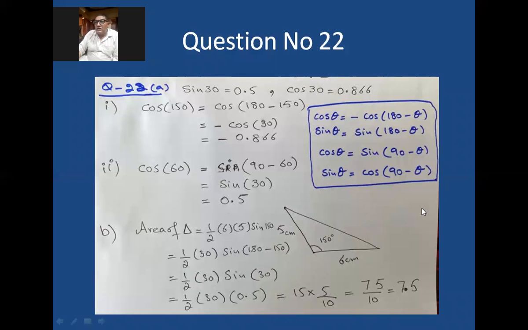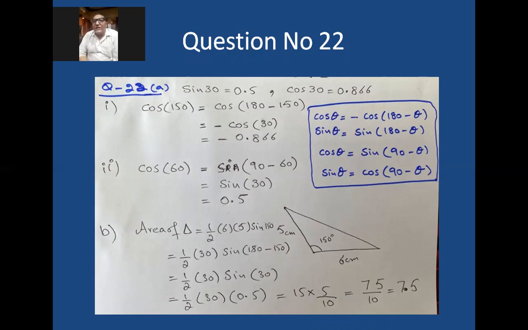So here the area of the triangle is equal to 1/2 into 6 into 5 into sine of 150. So I will have 1/2 into 30 into sine of 150. I don't know the value of sine 150, but because 150 is a supplementary angle, its supplement will be 30. So sine 150 will have the same value as sine 30, and the sine 30 value is given in the question, that is 0.5.